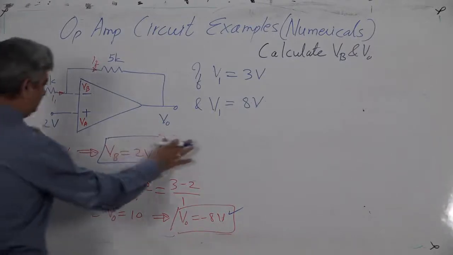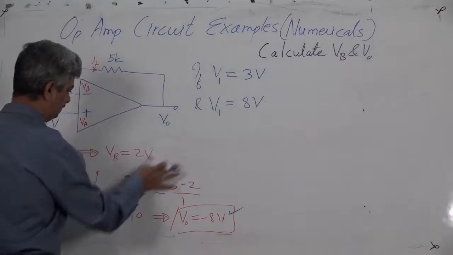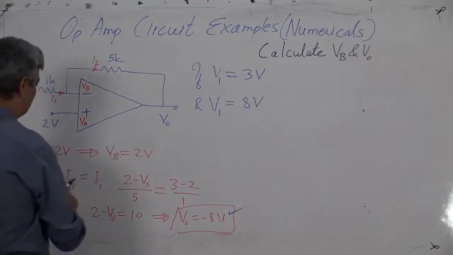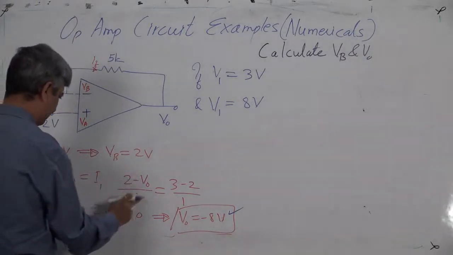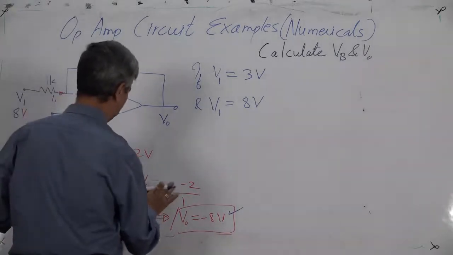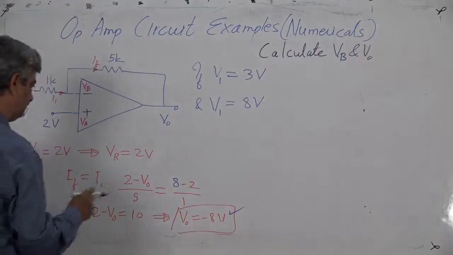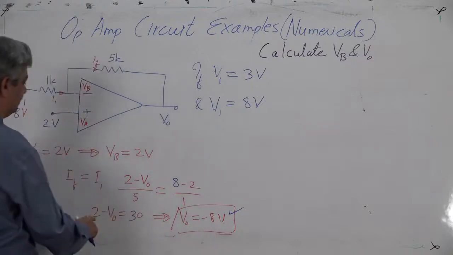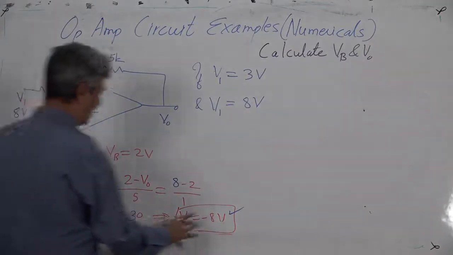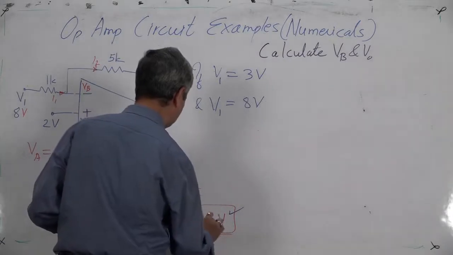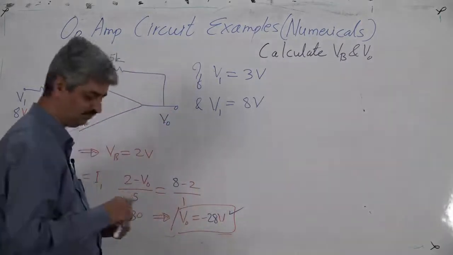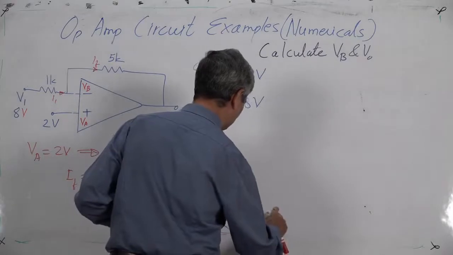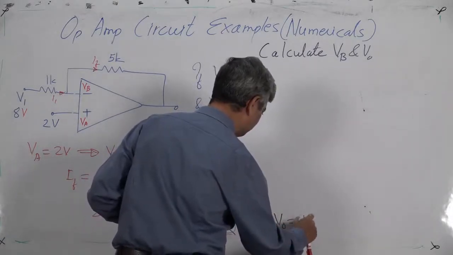In the second case, now we need to change some values. So, this becomes 8 volts, this 2 you keep as 2. IF is equal to I1, IF is 2 minus VO upon 5. One thing is that this becomes 8 minus 2 upon 1. So, that is 6. So, 6 into 5, that is 30, 2 minus VO is 30 and VO comes as minus 28 volts, and this now can't exist. So, minus 28 can't exist, which becomes VO equal to minus 15 volts.